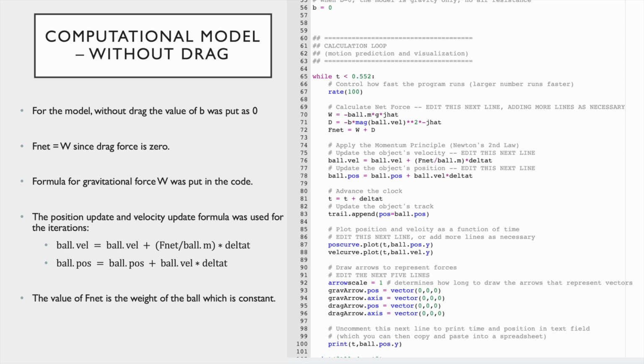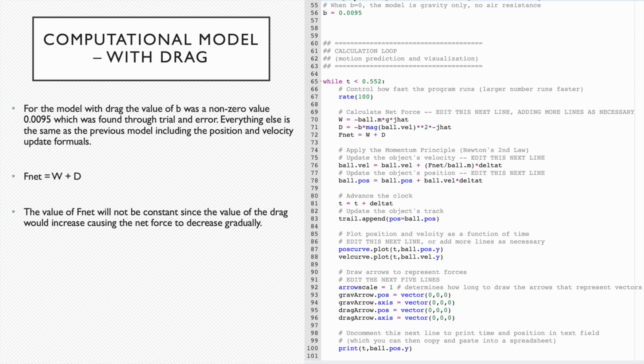Now for the computational model without the drag, here we can see the value of b is 0. This means the F net is equal to W since the drag force is 0. Now the formula for the gravitational force W, as discussed before, was put in the code, and position update and velocity update formulas were used for the iterations as below. The value of the F net is the weight of the ball, which therefore remains constant.